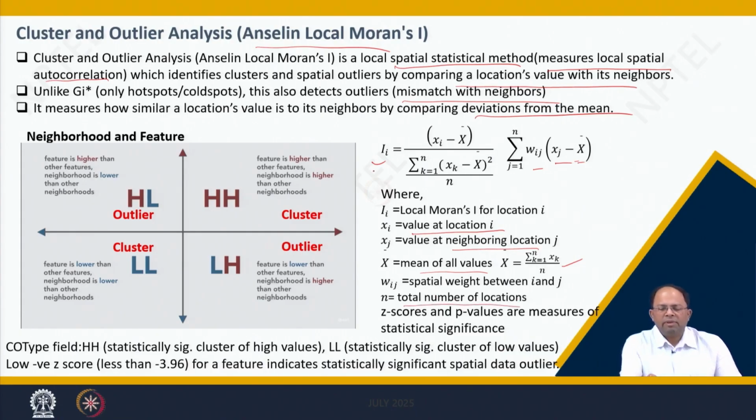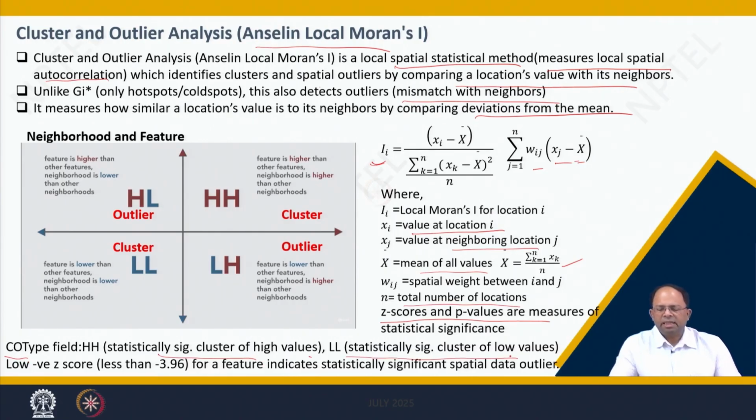Based on the value of I, we compute the z score and the p values to measure statistical significance. So we get a value of I, and then we standardize it. Using the concept of z score, we also try to determine which are beyond 1 SD or 2 SD, and accordingly we can say which is a hotspot or cold spot. CO is cluster outlier type analysis, where HH is a statistically significant cluster of high values.